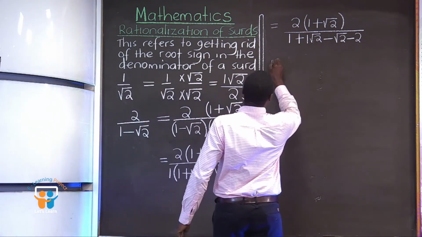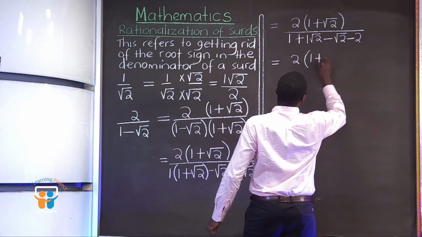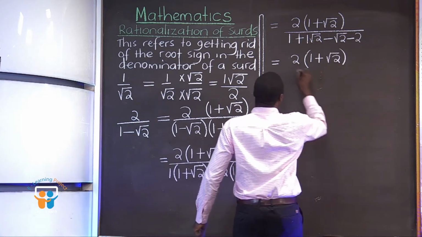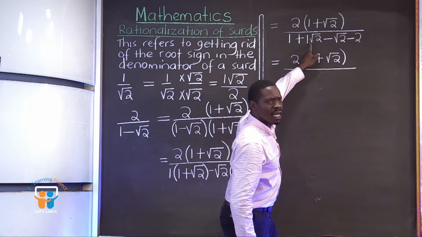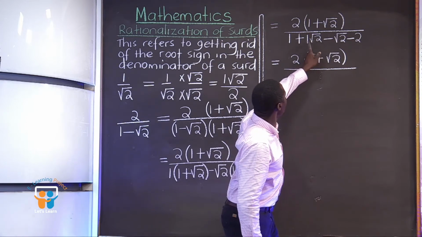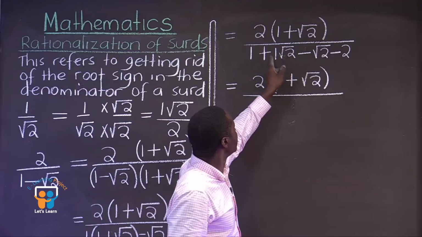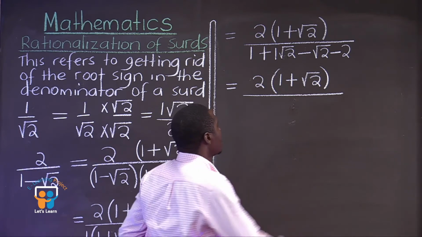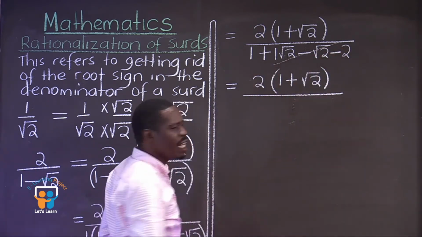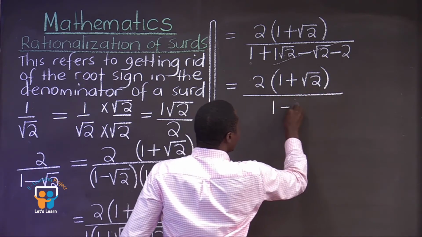Now, Mr. Examiner, sir, this will equal to 2 into 1 plus root 2, all over. Mr. Examiner, I can see 1 root 2, and again another 1 root 2. 1 root 2, which is a positive, and 1 root 2, which is a negative. What happens? They cancel out. When they cancel out, we remain with a 1 and a negative 2.